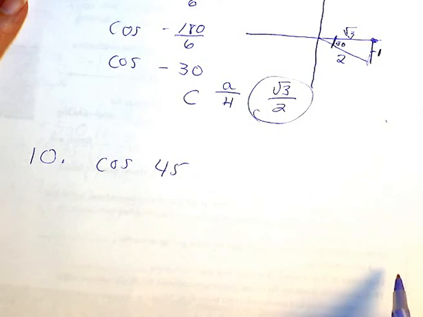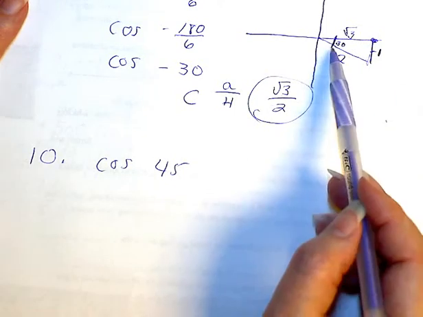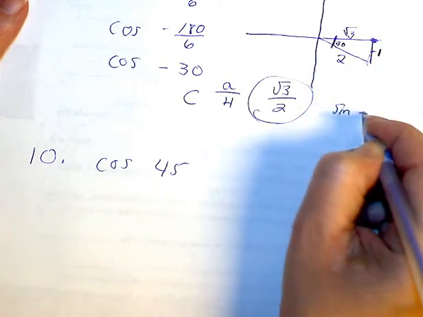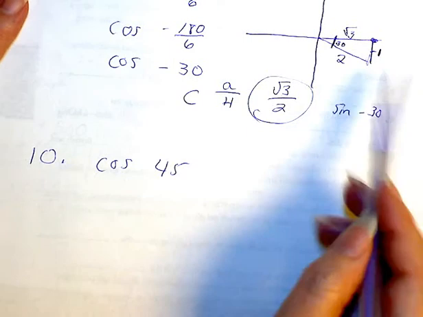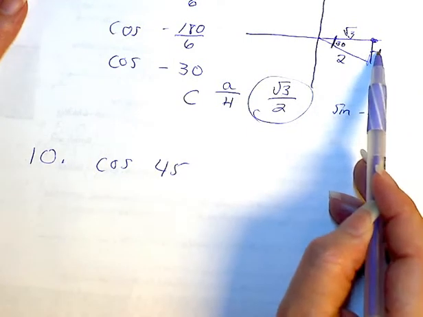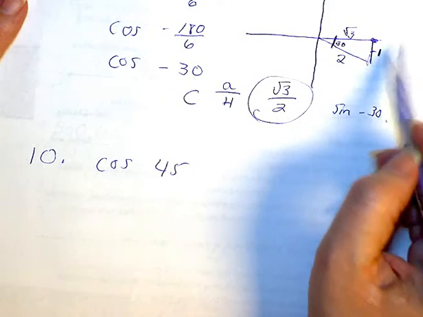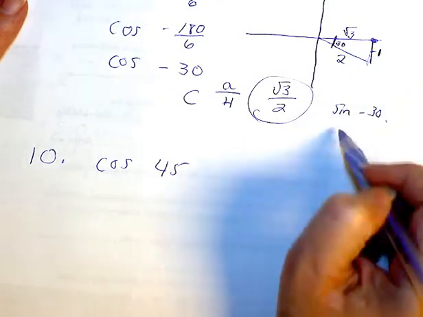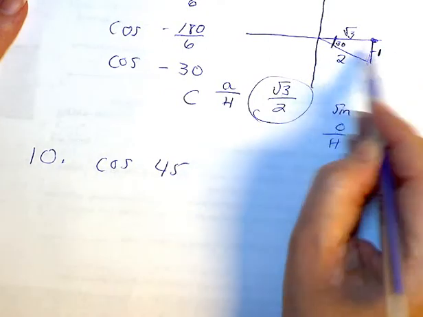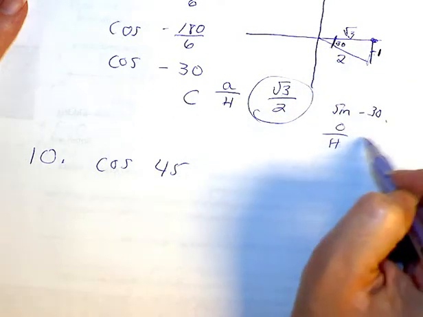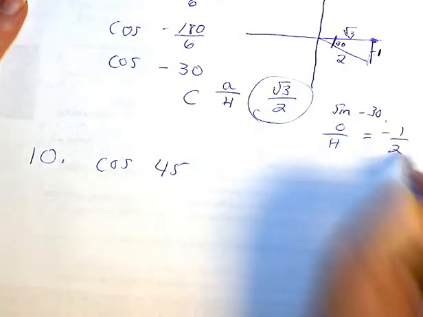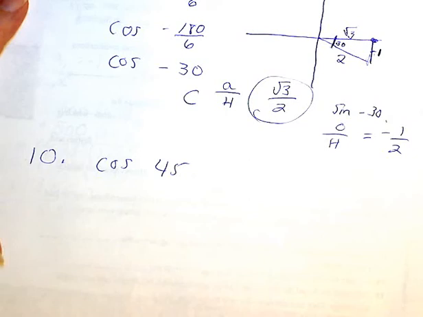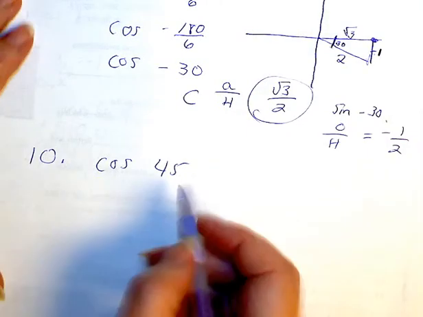Sine of what? Sine of negative 30. Negative 1 over... sine is opposite over hypotenuse. So it would have been negative 1 over 2, so negative 1/2. Just so you guys can remember. All right, so the exact value of cosine 45.